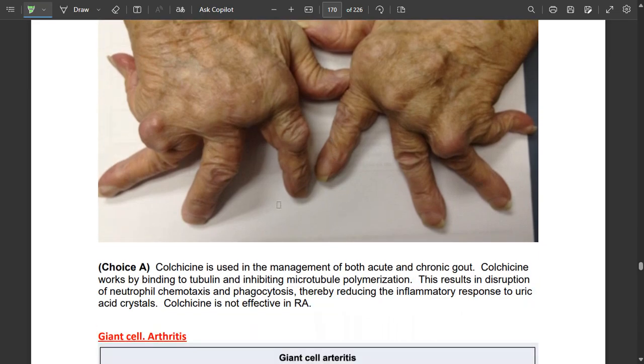So this is very typical of rheumatoid arthritis. Colchicine is used in the management of both acute and chronic gout. Colchicine works by binding tubulin and inhibiting microtubule polymerization. This results in disruption of neutrophilic chemotaxis, so neutrophilic chemotaxis and phagocytosis are inhibited. Therefore, the inflammatory response to uric acid crystals is inhibited. Colchicine is not effective in RA, while it is effective in gout.